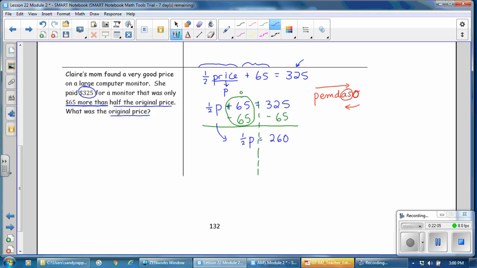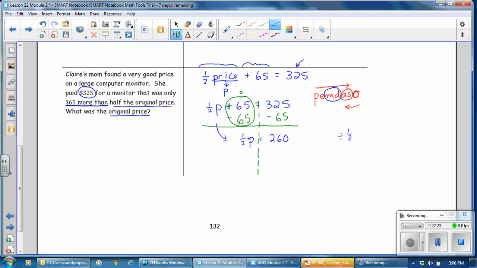Then our next step is to undo any multiplication and division. So 1/2 P, that means multiply. The opposite of multiplying is dividing. So we're going to divide both sides by 1/2 P. I'm just going to write that on the side over here, what we're doing. We're going to divide by 1/2.